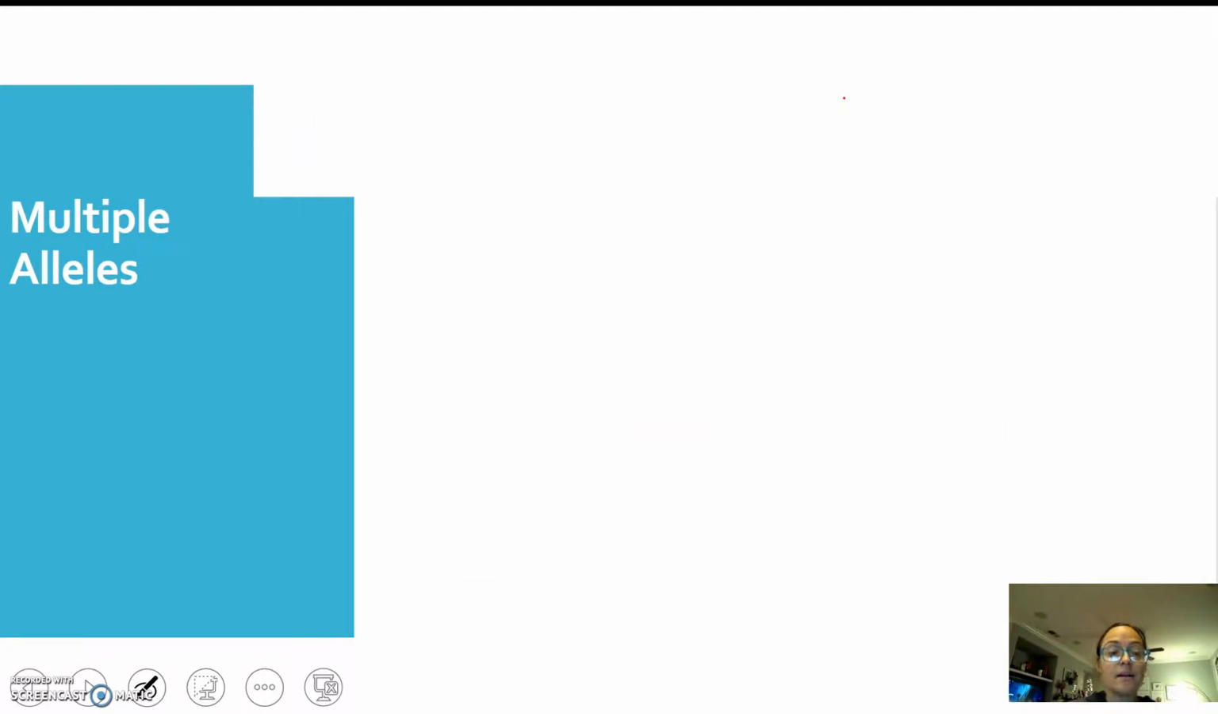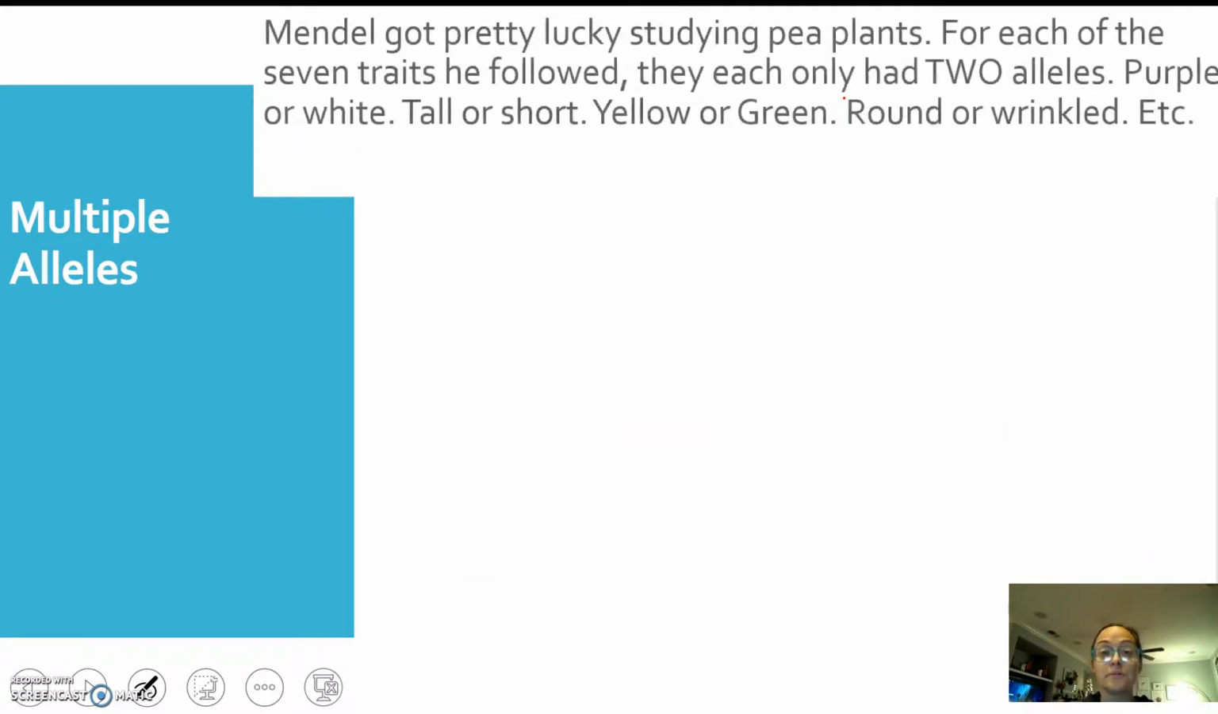Now, when we look at our next thing, we're going to look at multiple alleles. So Mendel got really lucky in studying the plants. For each of his traits he studied, they only had 2 alleles. For the flowers, it was purple or white. For the height, it was either a tall plant or a short plant. It was yellow or green, round or wrinkled. And so for his traits, there wasn't any other options. And they all followed complete dominance, Mendelian genetics. There was no incomplete dominance or codominance.